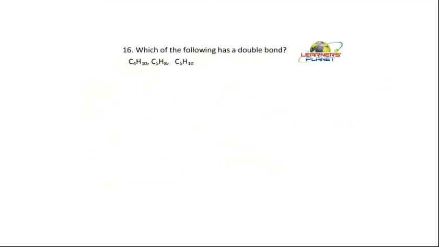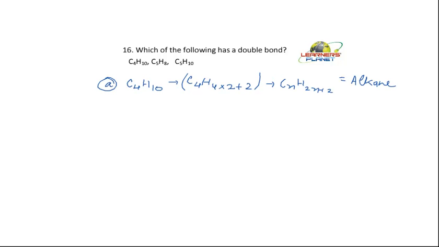Now let's see our next question here. It is, which of the following has a double bond? Again you have to find this. Now let's check. Molecule A is C4H10. So what is the general formula coming out to be? CnH2n plus 2. Okay? So what is it, students? It is an alkane. Fine. What is the name of this alkane? 4 carbon atoms are here, so it should be butane.